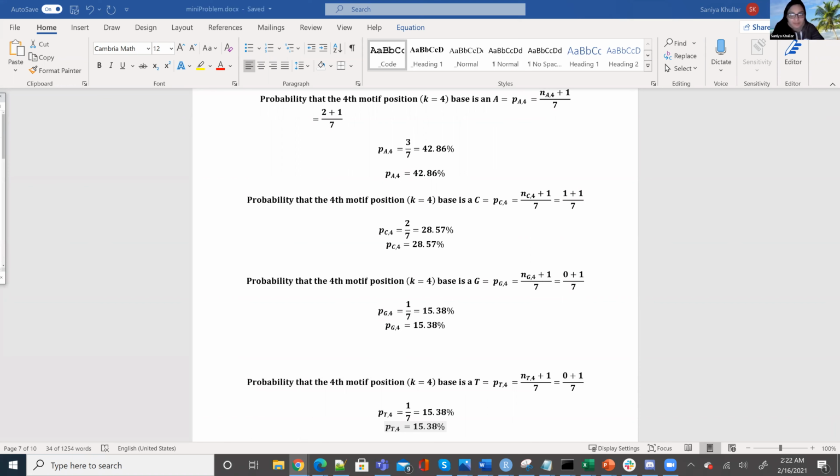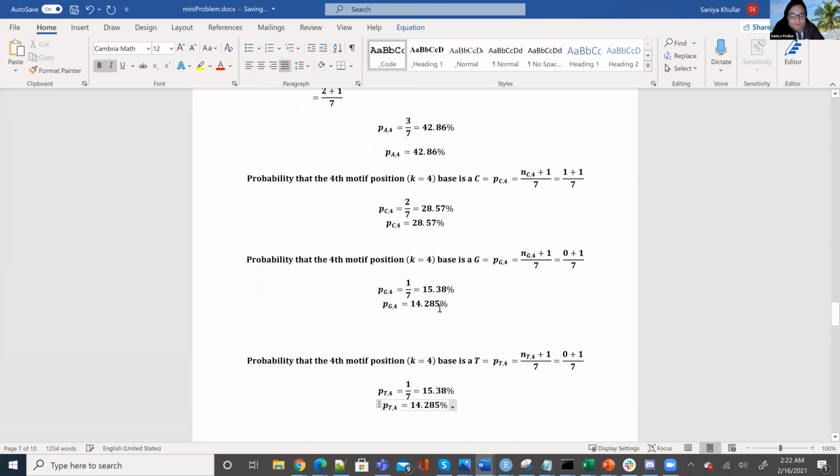oh, sorry, this is my bad. There should be a 14 point 0.285. Sorry, my bad. 14.285. Let me just move this here. It should be the same here, roughly.